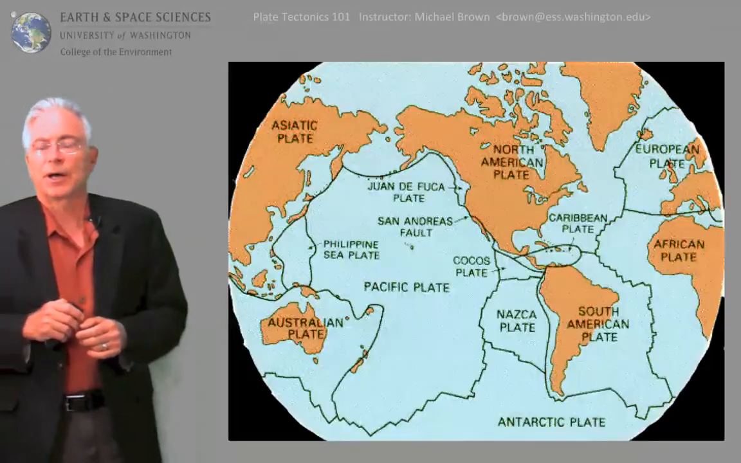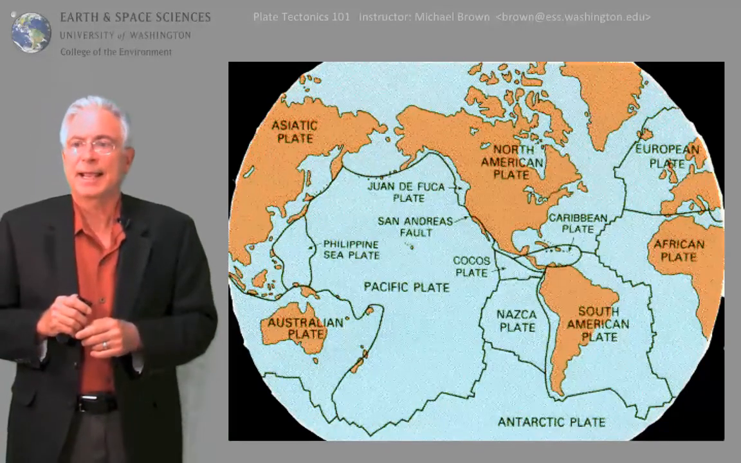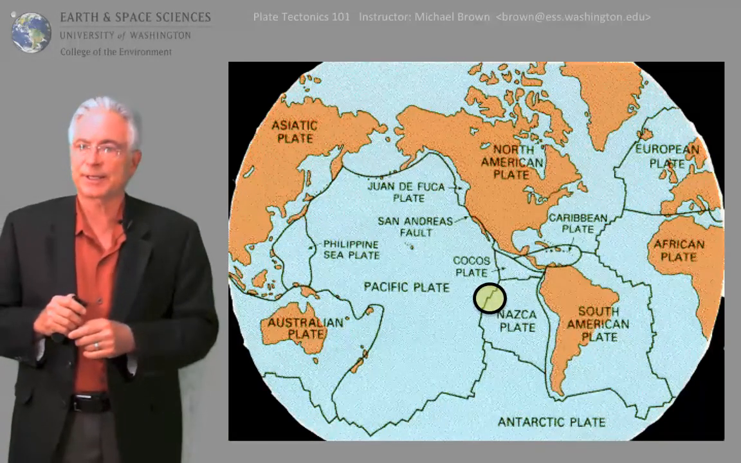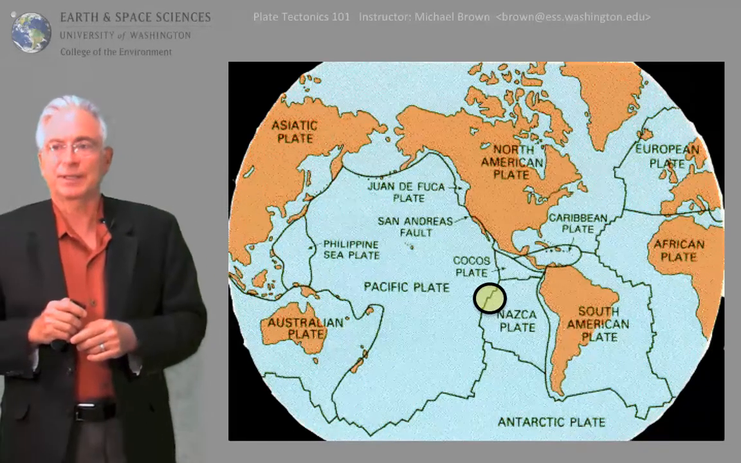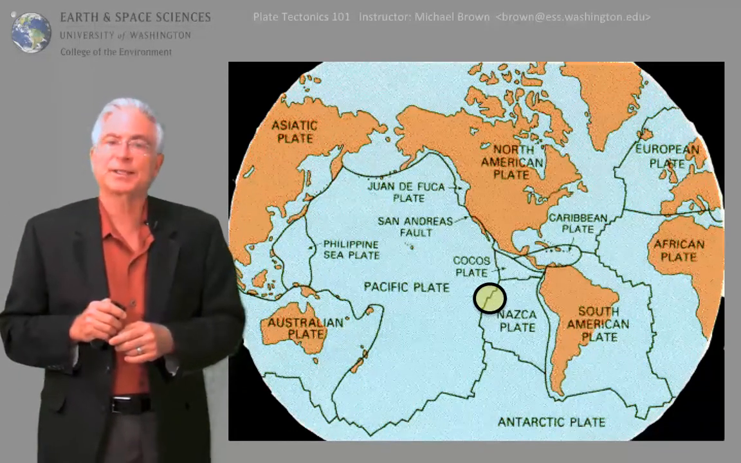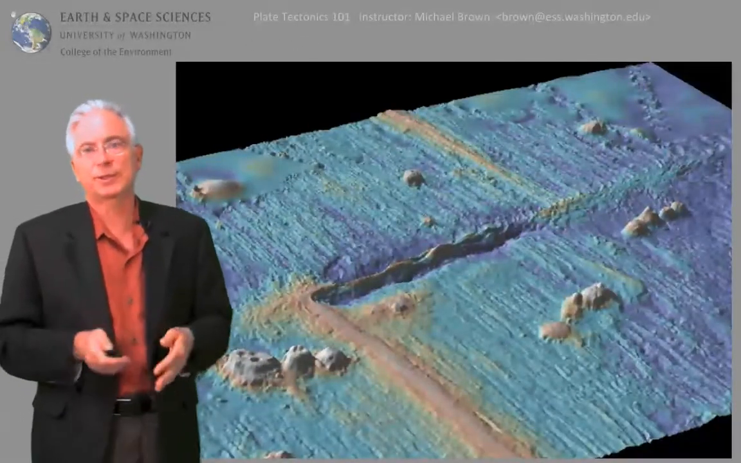So now let's go on to another view of plates on an Earth and focus in on the spreading center in the southeast Pacific. This is the East Pacific Rise. I've circled an area there. Let's blow that up and look at what the seafloor looks like.